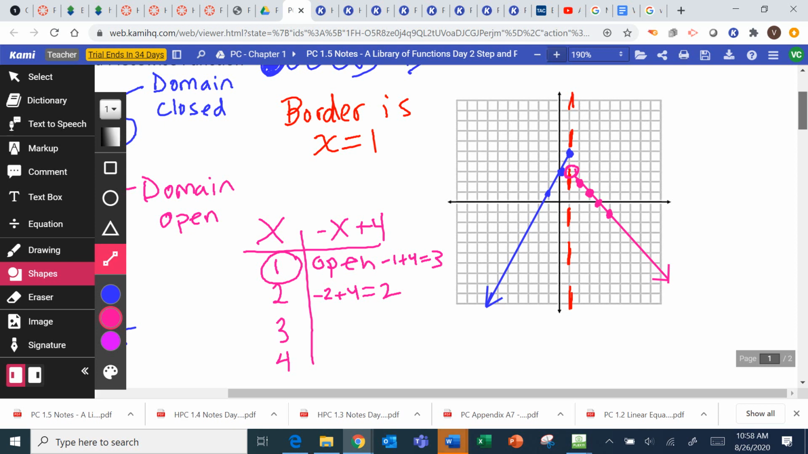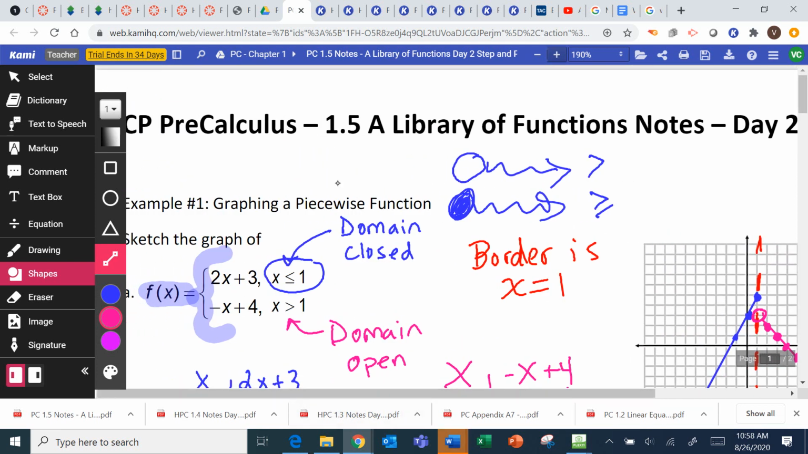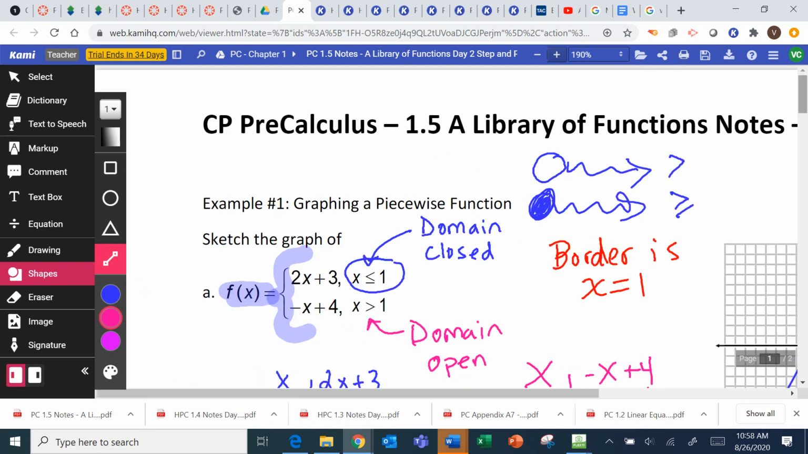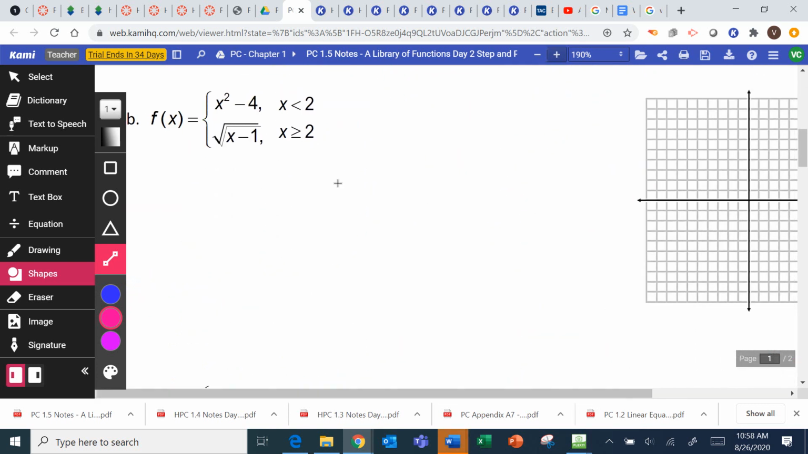All right, the next one, is that all we need to do? I can't remember if that's all we need to do. Sketch, just sketch. Okay, good. The next one. So we've got two pieces. Let's talk about what's open and closed first. Oh no, this thing turned off. There we go. So the first one, is that going to be open or closed when we say x is less than 2? Open or closed? Yell it out. Open. Good.